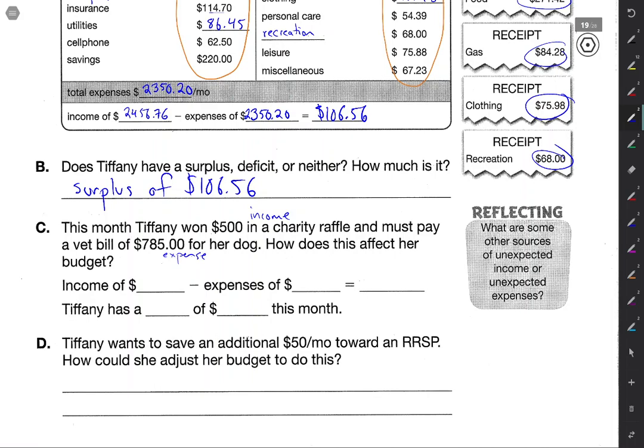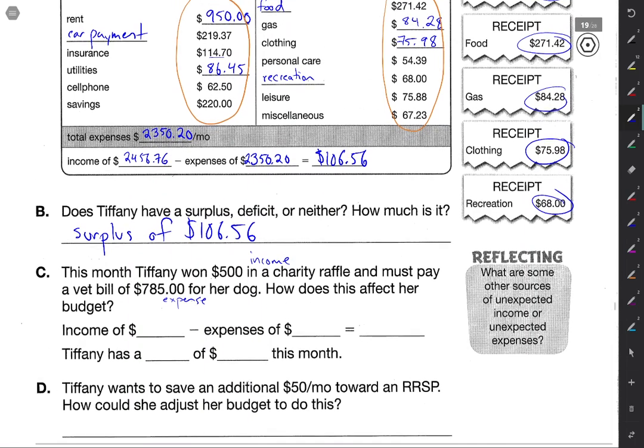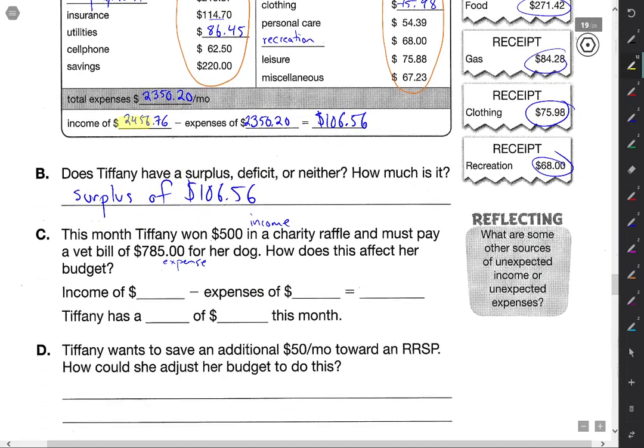So we're going to add that $500 onto her income. So her income was already $2,456.76. So we are going to add this $500 onto her income. That will bring us to $2,956.76. And then we're going to add onto her expenses as well. So we need to add $785 onto her already $2,350 of expenses.